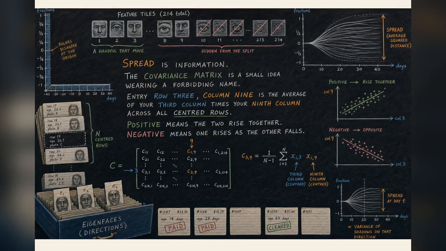The covariance matrix is a small idea wearing a forbidding name. Entry row 3, column 9 is the average of your third column times your ninth column across all centered rows. Positive means the two rise together. Negative means one rises as the other falls. Near 0 means they are unrelated. And it is symmetric, since the third times the ninth is the ninth times the third, which is the quiet fact that pays for everything else in this episode.